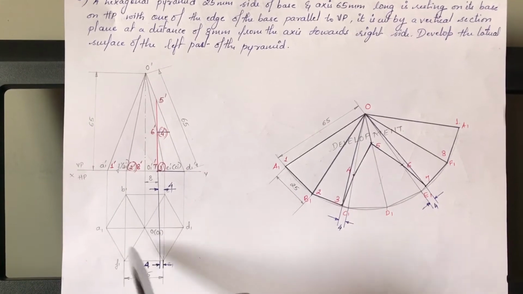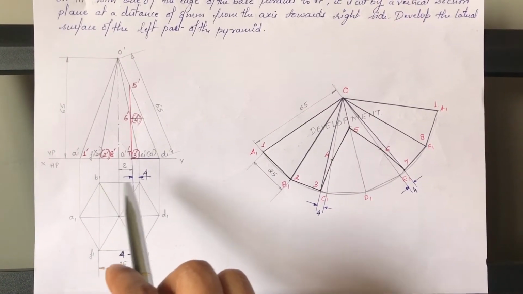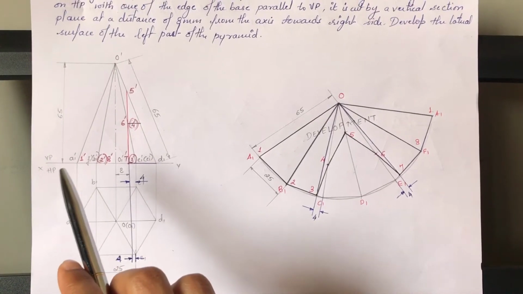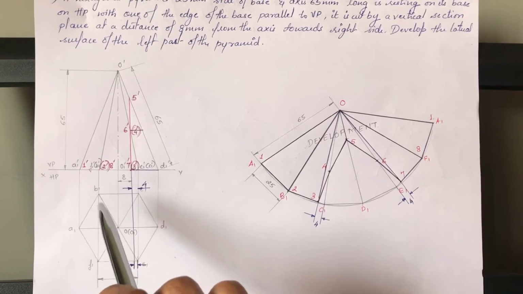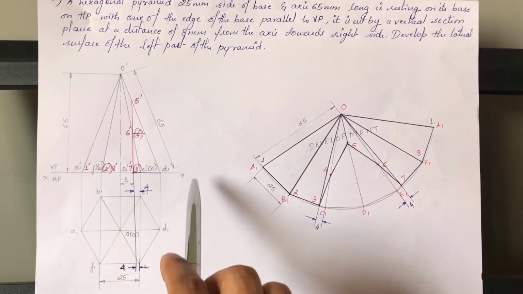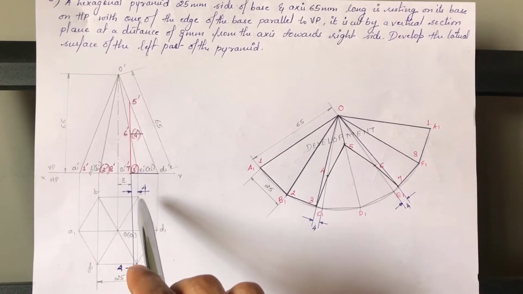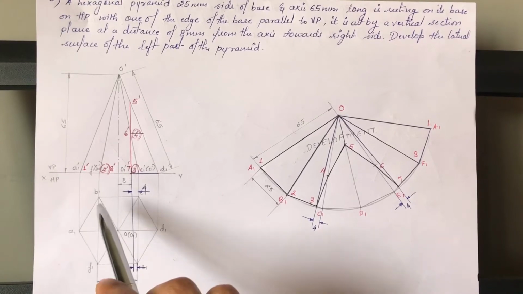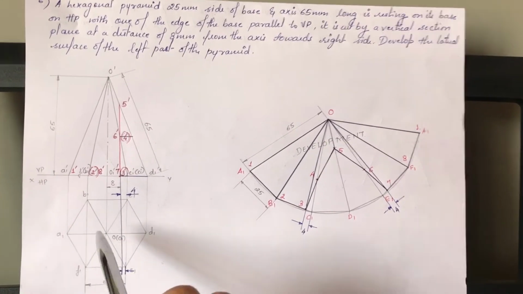So this is how you position it, that is, you position it on the corner. This is the corner positioning that we have done, so that one of its base edges is parallel to VP, that is, parallel to the XY line. So you draw the hexagon by keeping this edge parallel to the XY line, with the inside angle as 120 degrees.